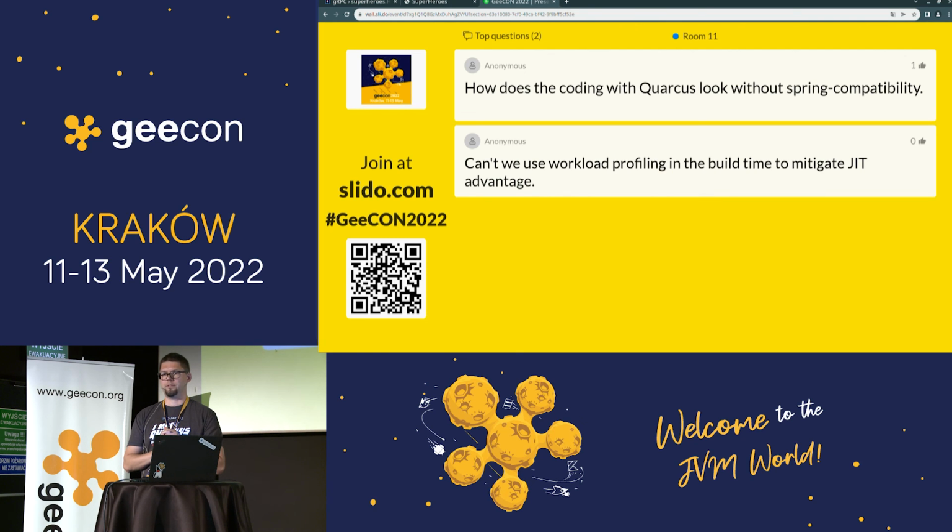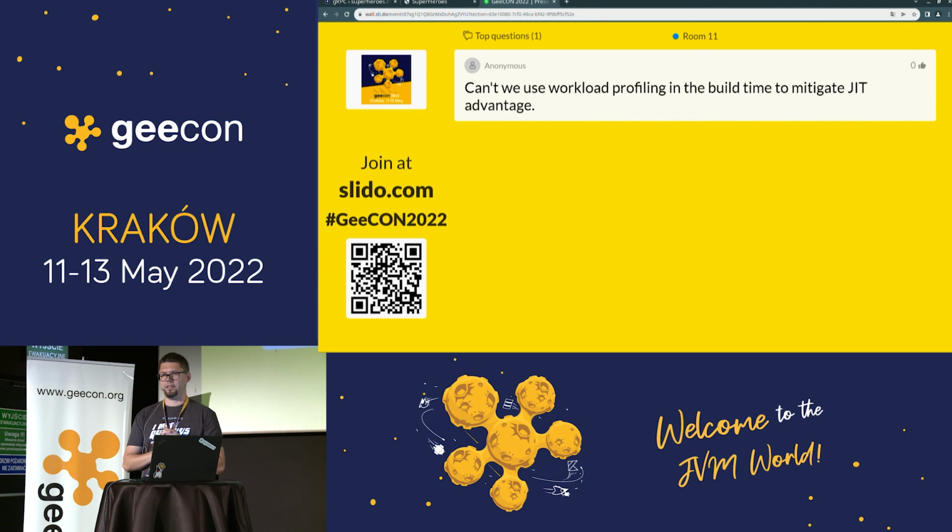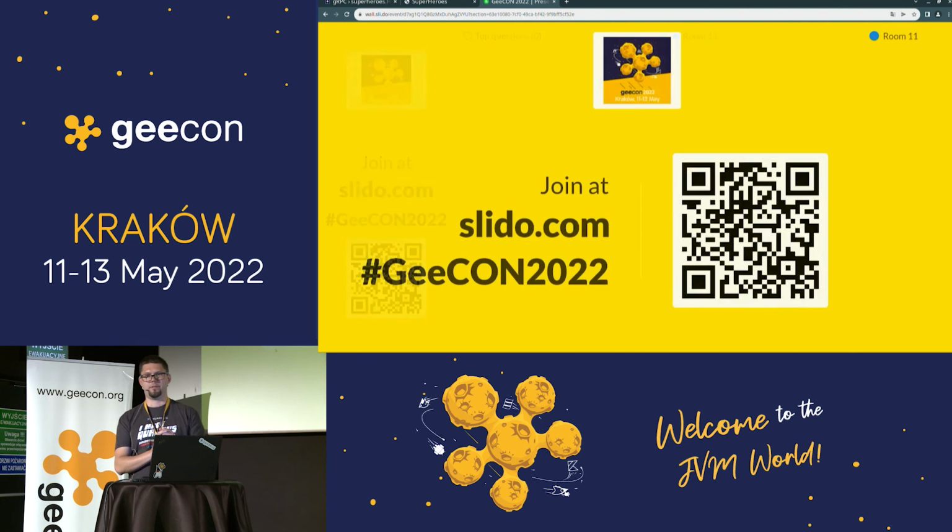Can't we use workload profiling at build time to mitigate the JIT advantage? So I think I read about something like this. I don't know if it's not available in the GraalVM Enterprise Edition, but I don't know. I think it should be possible, but yeah, I don't have an answer for that.